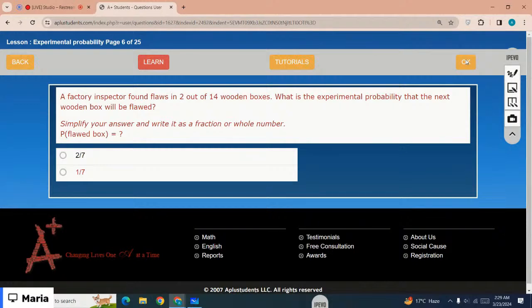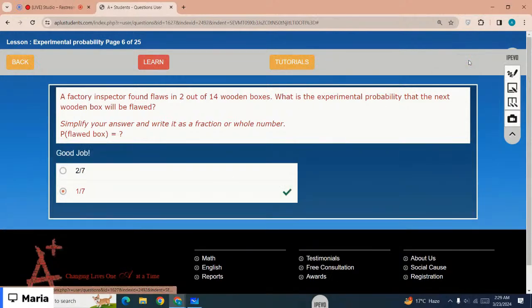A factory inspector found flaws in 2 out of 14 wooden boxes. What is the experimental probability that the next wooden box will be flawed? So, which is the correct option? Yes, that is 2 out of 14 or 1 out of 7.